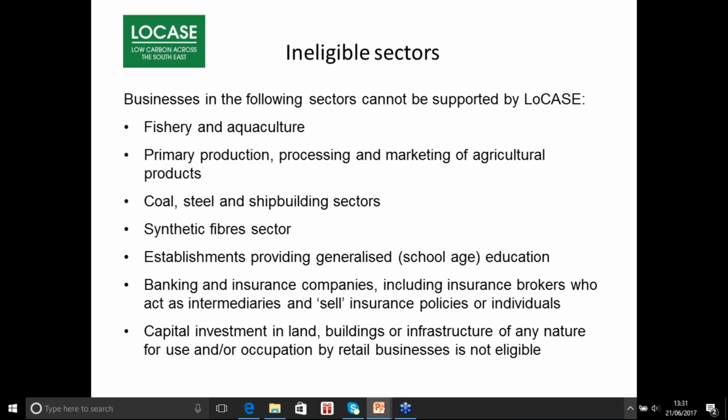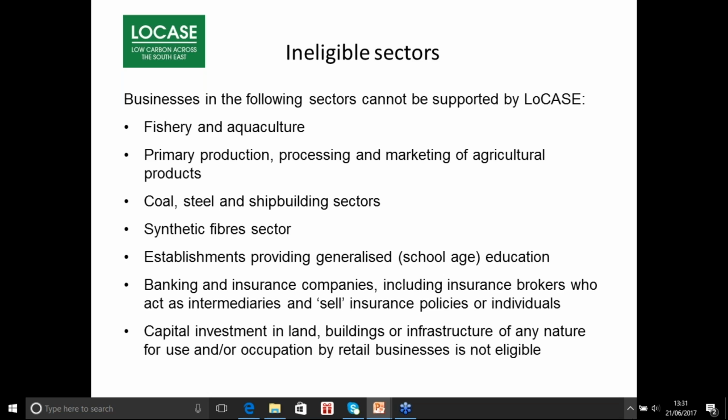These are the ineligible sectors. I suppose they're quite diverse, but these are some of the organisations that we can't work with. However, when you're looking down the list, you'll see that we can't help primary production regarding agricultural products, but we have helped businesses that are farms but have a farm shop or a secondary business on that farm. We can help that secondary business because they're not involved in the primary production.